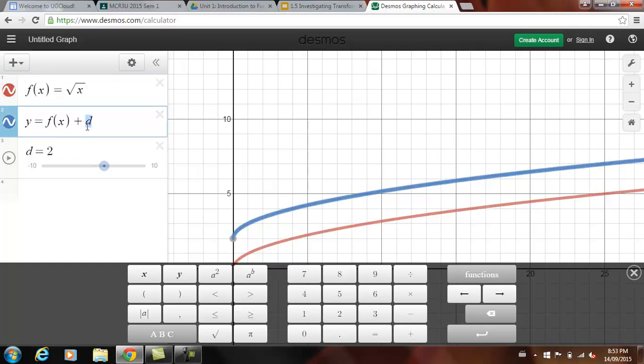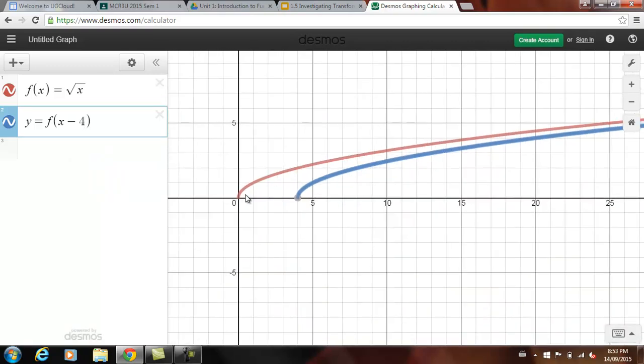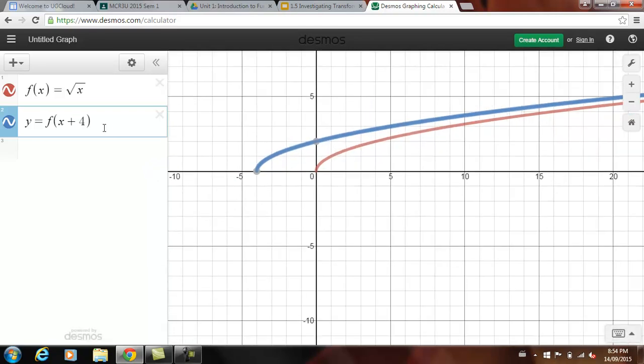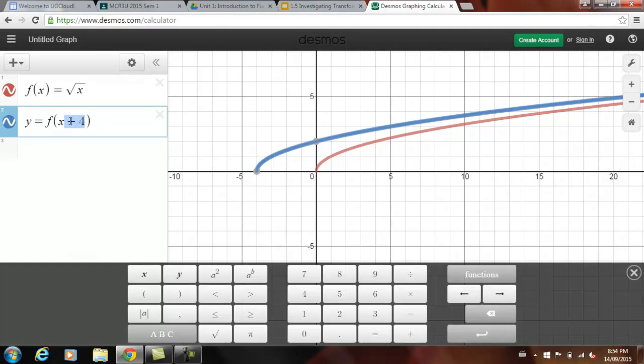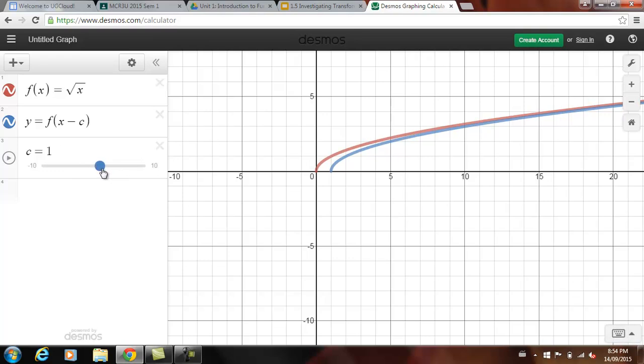So if I put the minus c in here, sorry, if I do minus 4, that actually shifts it to the right 4, which you guys saw in grade 10, and plus 4 actually shifts it to the left, almost opposite of logic. So you say minus c and add a slider, and then positive values, so subtracting 5, and subtracting a negative would move it left.